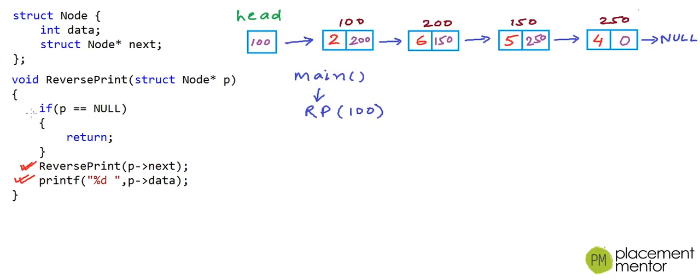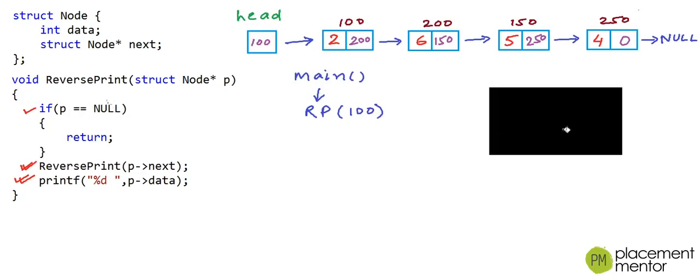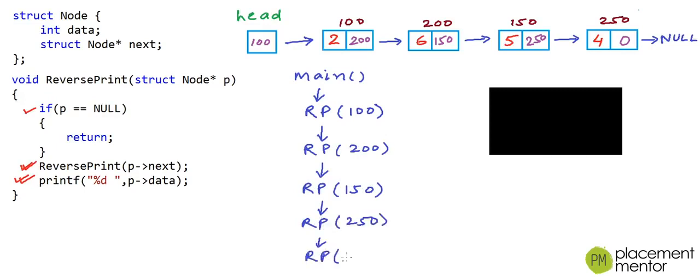So I'll make a call like this, reverse print 100. The control will come inside this function. P is 100, it is not equal to null, and I've also drawn the console like before. Now this particular function call does not print first, it first makes a recursive call. So this will go ahead and make a recursive call to the reverse print function, passing it address 200. Nothing will be written on the console, and once again this function will make a recursive call like this, and once again this function will make a recursive call like this, and finally we will have a recursive call where the function is passed address null.